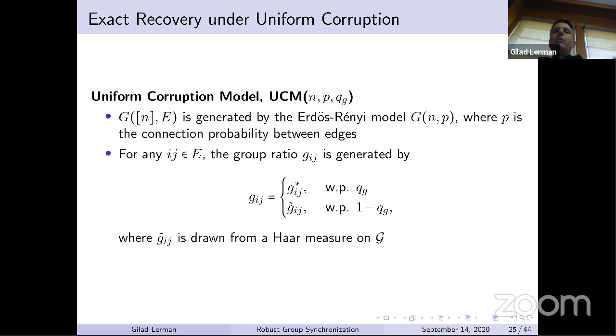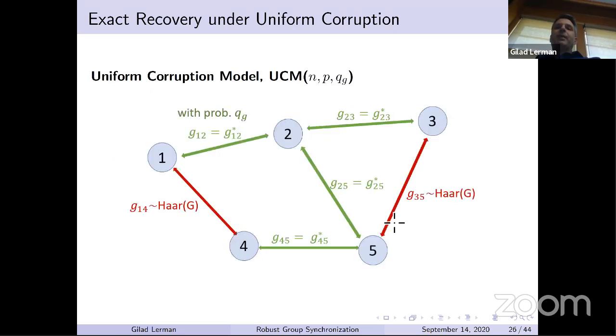So we want to have theorems with very high corruption. We actually want 1 minus qg to be able to go to 1 under this setting. And the theory is a little bit complicated, so let me demonstrate it for the group SO(2). And just another review of the model: now we have the correct information on the good edges, and on the bad edges, we have the Haar measure, the uniform measure.